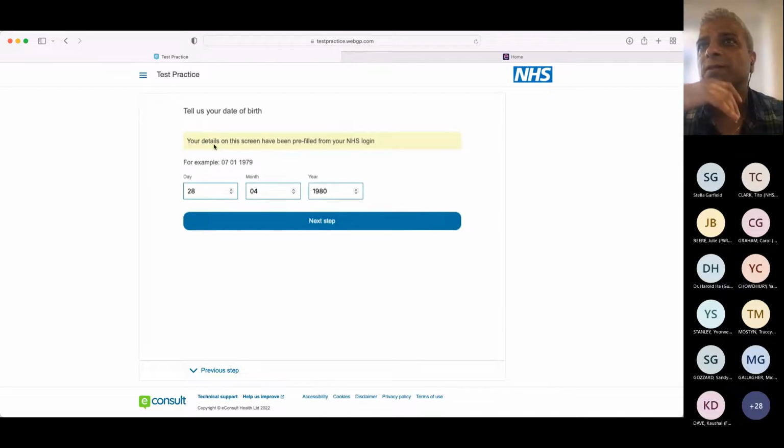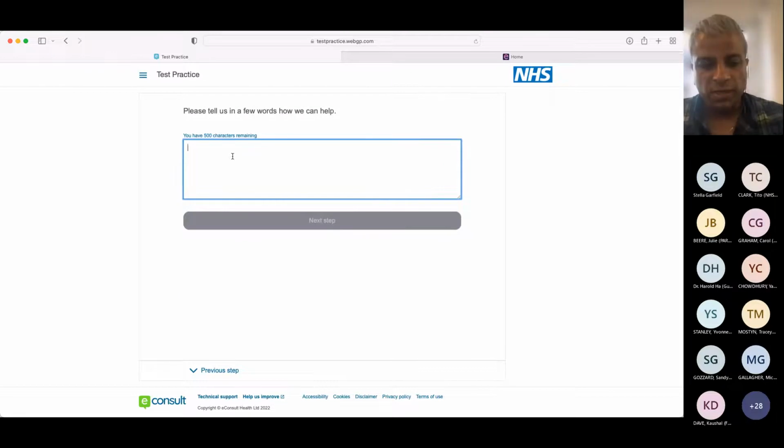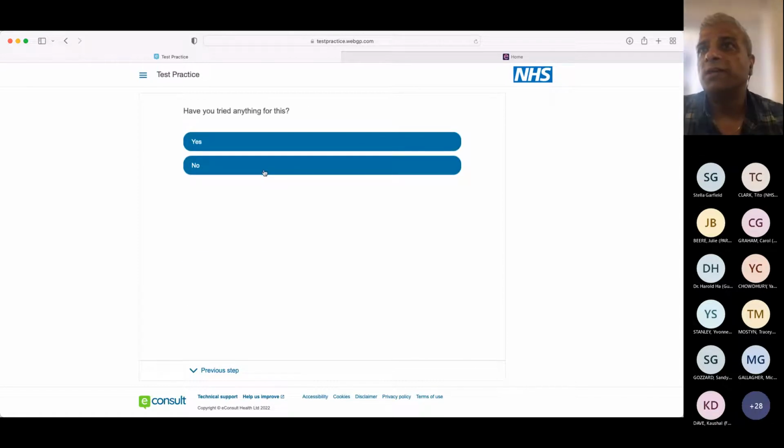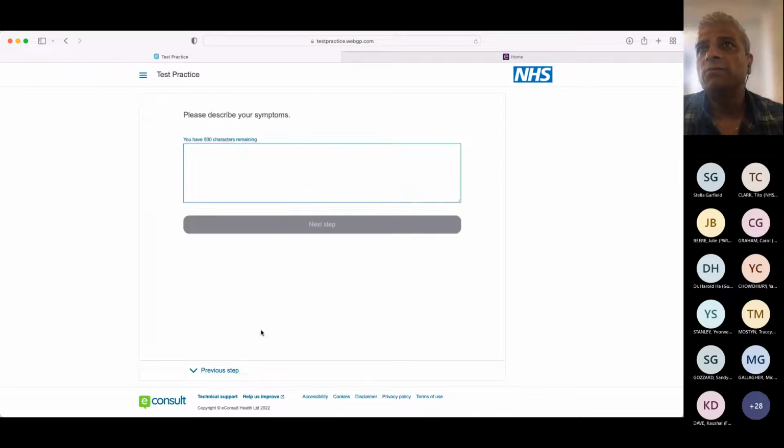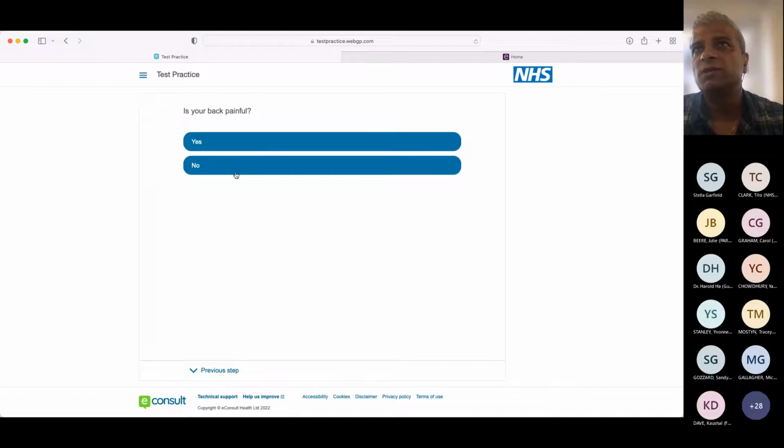So sex male, my date of birth has been pulled from my NHS login details. I'm just going to put in some dummy information here, just to allow me to proceed with the consultation at pace. I'm going to say I've not tried anything for this in the past. Any particular help I would like? No, in this instance. And again, just dummy data just to get through this at relative pace. My back is painful.